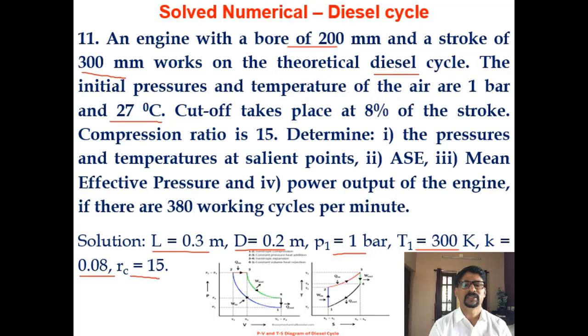So most of the information is given here. You are supposed to calculate the pressures and temperatures at salient points, air standard efficiency, mean effective pressure, and power output if the number of cycles per minute is 380. That 380, I don't want to make a note of now. I will do it when I solve point number 4. Okay.